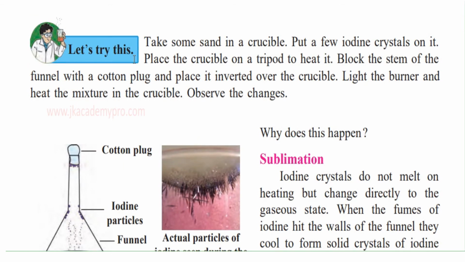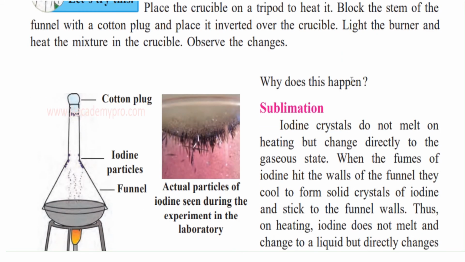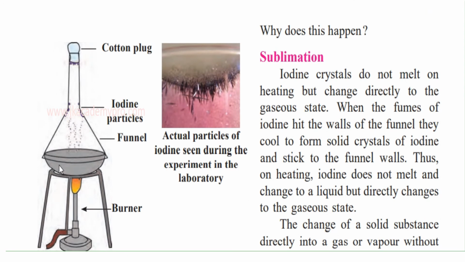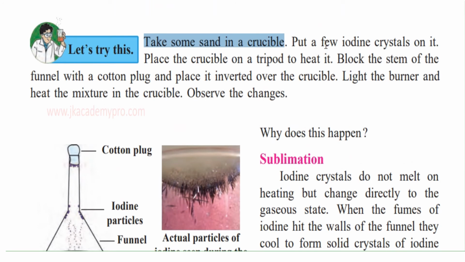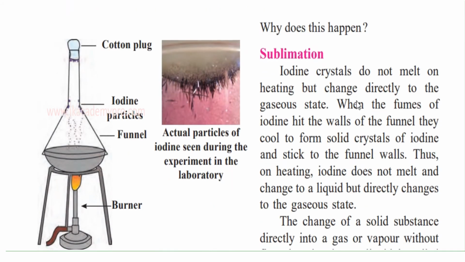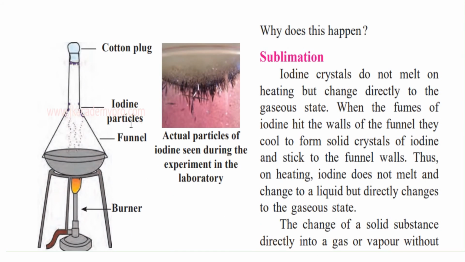Now, students, do this little experiment in the laboratory, but do not do it alone, only under the guidance of your teacher. Take some sand in a crucible. What is a crucible? A crucible is this apparatus over here. It is made of ceramic, so it's a dish. Take some sand and put a few iodine crystals on it. Place the crucible on a tripod to heat it. Set your apparatus as shown over here, put it on a tripod, keep a burner. All these things you'll get in your laboratory.